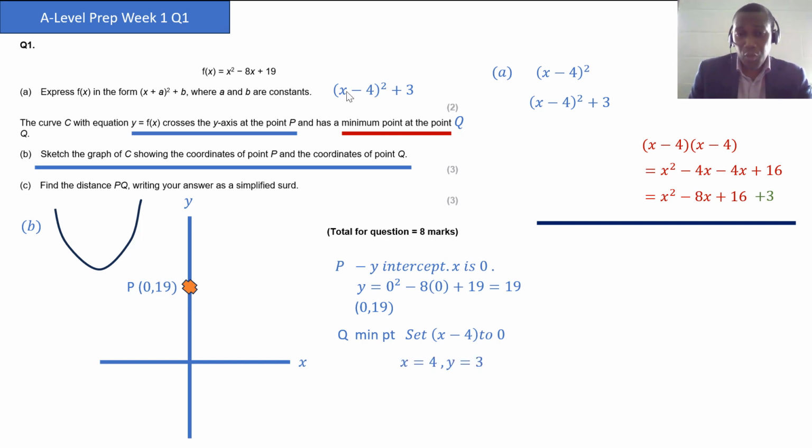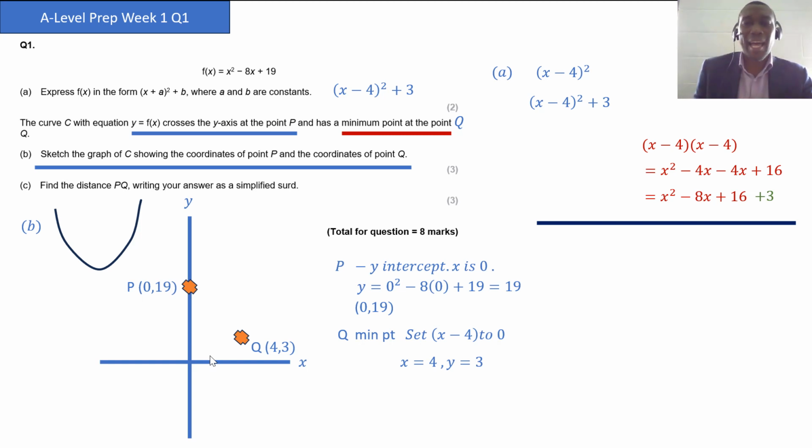If I set x as 4, I'm going to get that 0, so I'm not adding anything to 3. So (4, 3) is the point Q. And this is what I meant about setting the bracket equal to 0 to get the minimum point. I'm going to put (4, 3) there, and you might be thinking, that's 3 on the y-axis, and that's 19. No way, doesn't matter. It's a sketch.